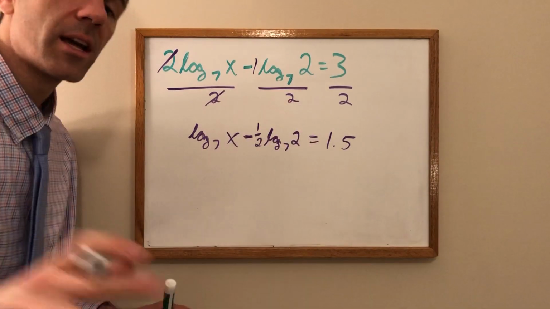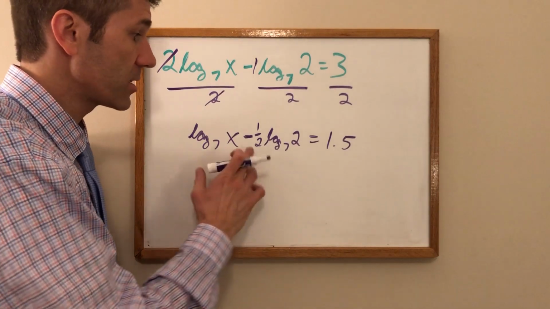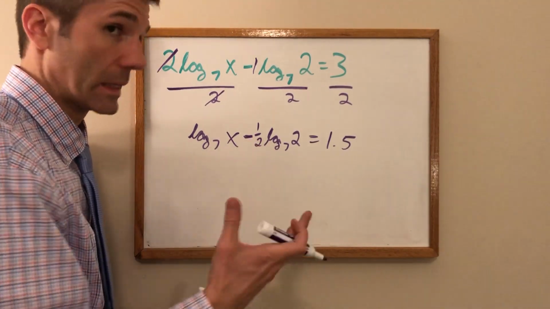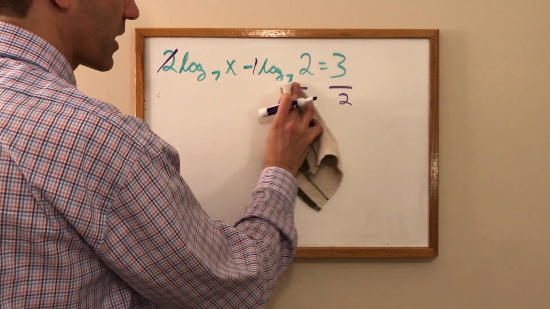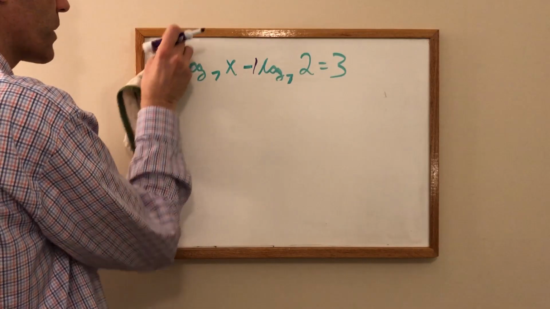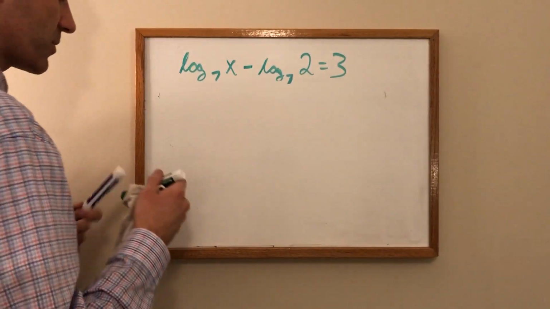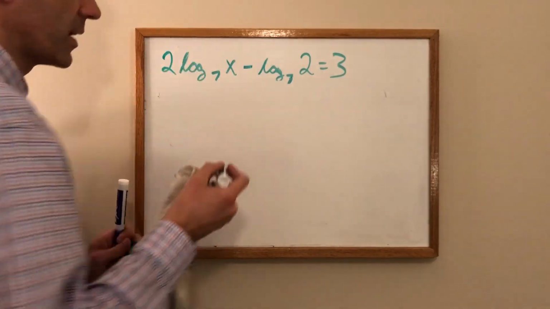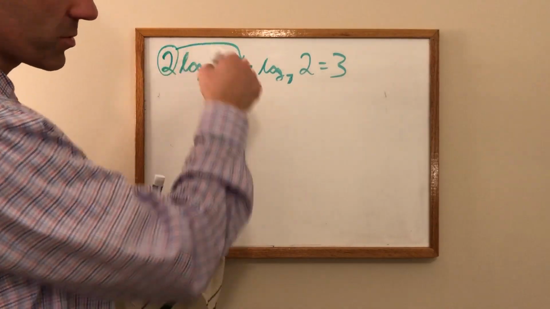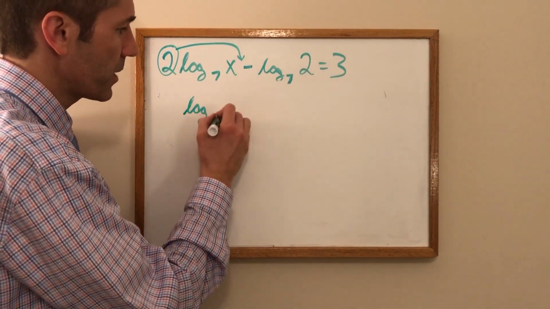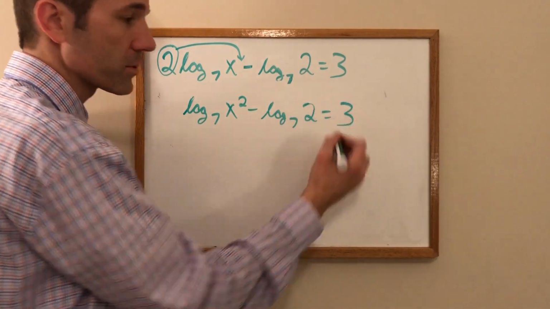Here's the problem. If I'm going to divide by 2 to get it out of the way, then I still created another coefficient, and that really didn't help. So creating a coefficient is sometimes inefficient. I don't have much of a choice about what to do with this 2 right here, except to use the properties of logarithms and say that it's really an exponent. So log base 7 of x squared minus log base 7 of 2 equals 3.